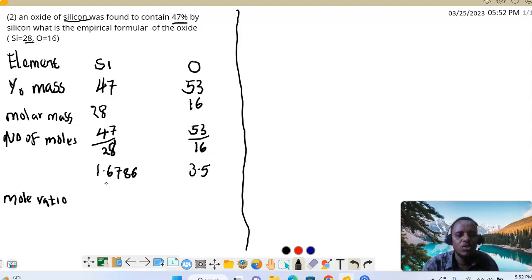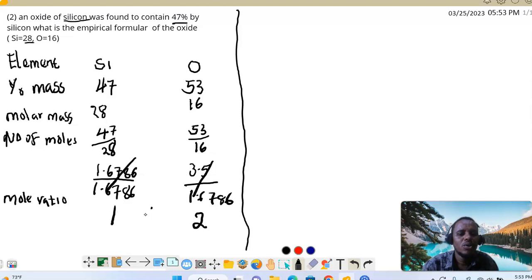Then next is the mole ratio. In the mole ratio, you divide by the smallest value on both sides. Which one is smaller, 1.6786 or 3.5? This one starts with 1 and this one starts with 3, so this one is less. The smallest value, 1.6786, you divide both sides by it. When you divide this one, you get 1 here, and when you divide this one, you will get 2.